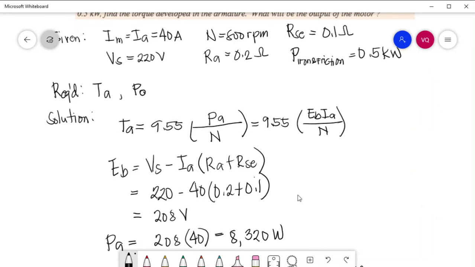Our working equation to get the armature torque is 9.55 multiplied by the armature power divided by the speed, or 9.55 times EbIa divided by the speed. Solving first the back EMF: equal to source voltage minus the sum of Ra plus Rse, since they are in series, multiplied by the armature current, that is equal to 208 volts.